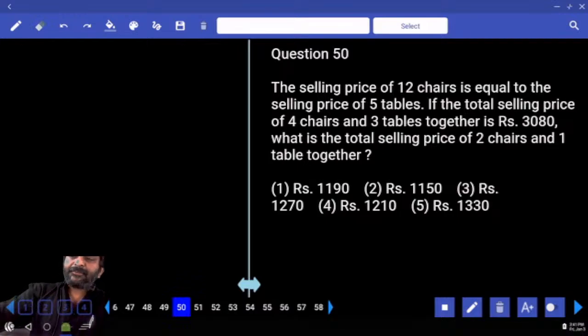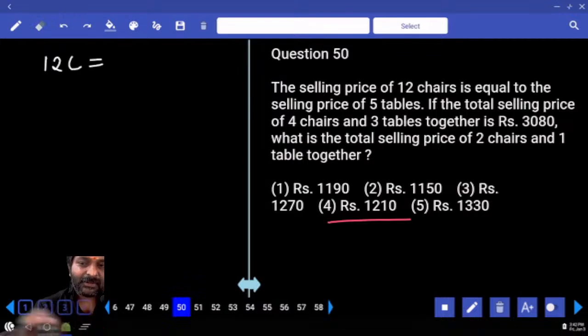The selling price of 12 chairs is equal to the selling price of 5 tables. The total selling price of 4 chairs and 3 tables together is 3080. What is the total selling price of 2 chairs and 1 table? 2 chairs, 1 table: 10, 12, 22, 11. No, no, no, yes, no. Fourth, final, done. The answer.